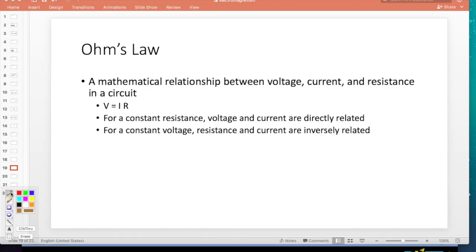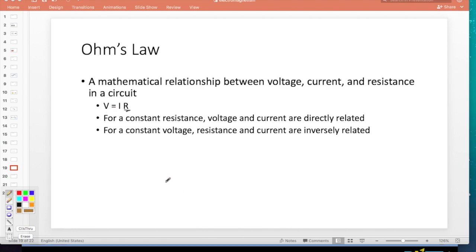So we need to relate these variables mathematically. This is a law, a mathematical expression relating variables known as Ohm's law, and it basically says this: as long as your resistance is constant, the voltage and the current will be directly related to each other. That makes a lot of good sense to me.